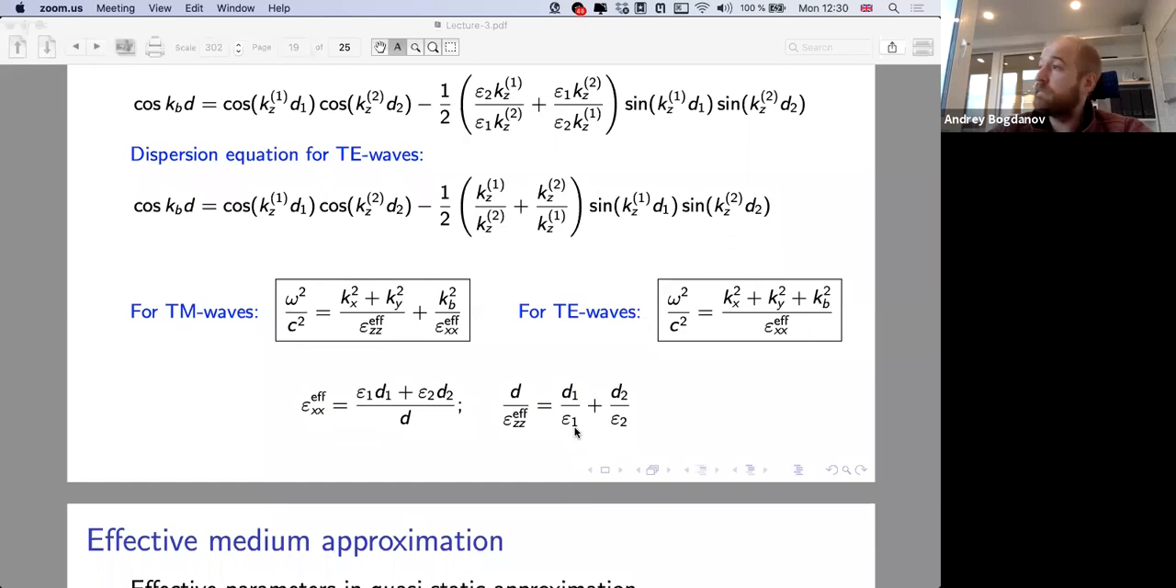Any ideas? So it means that please have a look at this expression, guys. And let's say that this permittivity is positive and this permittivity is negative. What can you say about this material?